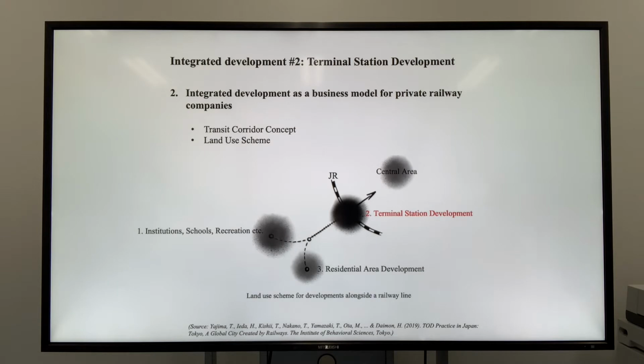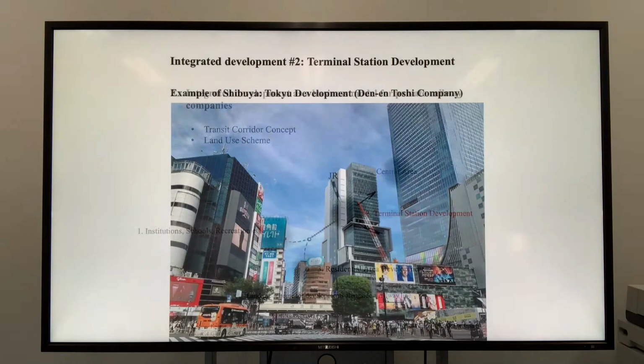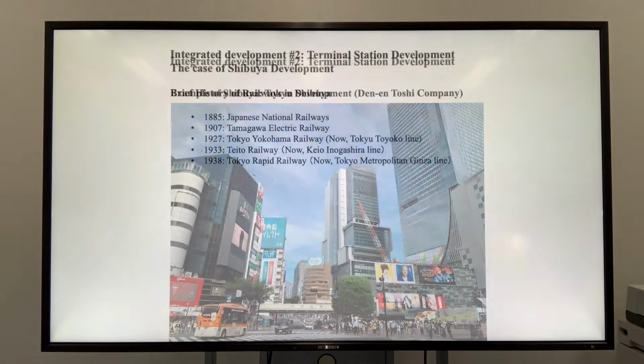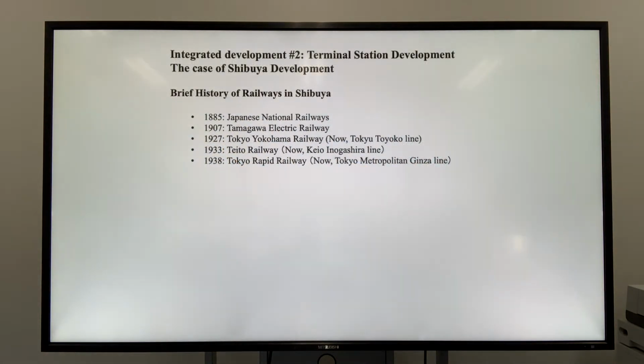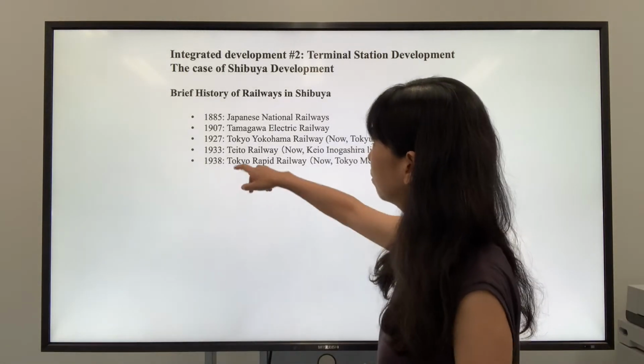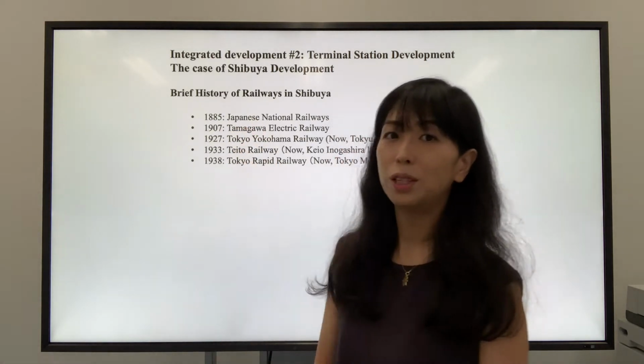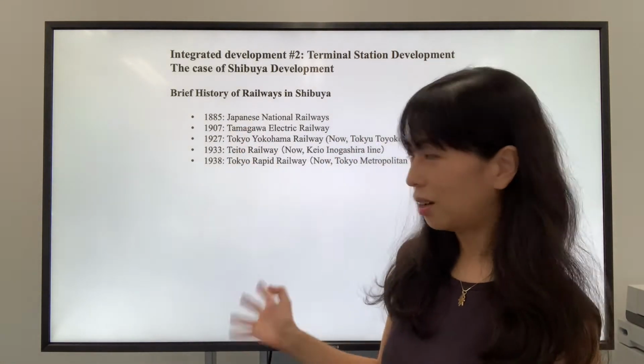Now moving on to the next integrated development, which is about terminal station development. And I will give Shibuya as a specific example. Before moving on, I'm going to introduce a brief history of the railways in Shibuya. Shibuya station started in 1885 with the Japanese National Railway. So this is the JR.